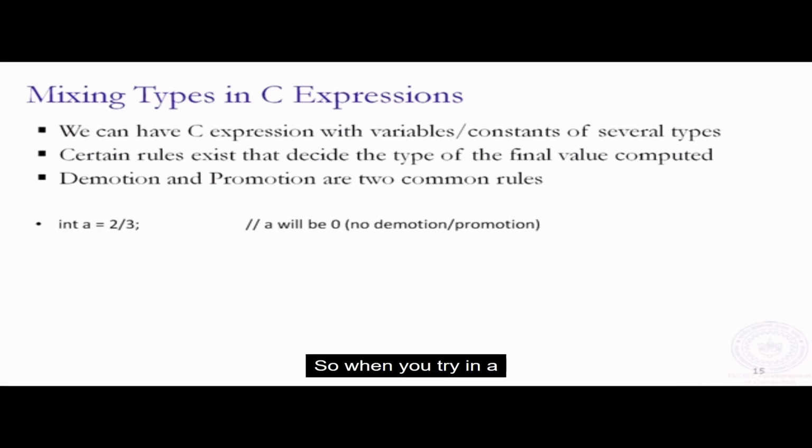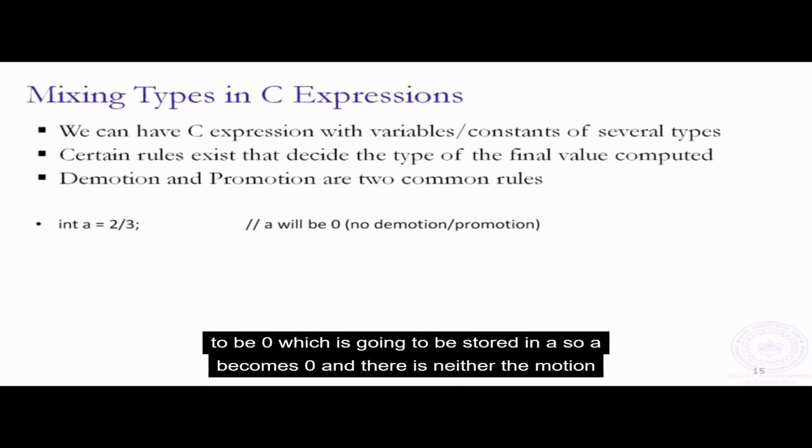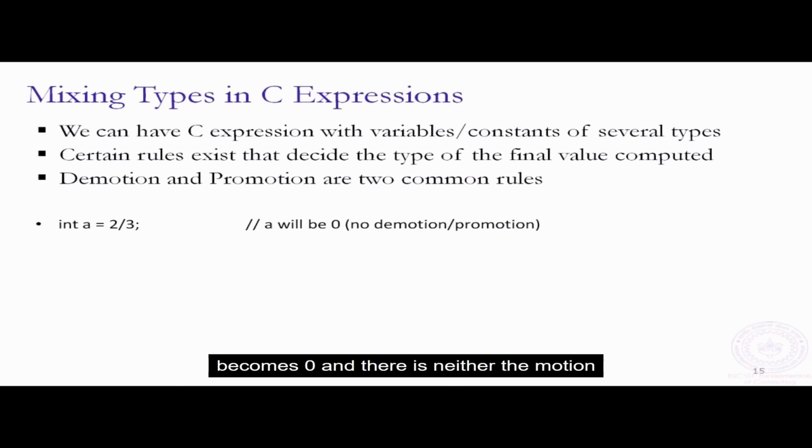When you try int a = 2/3, the right-hand side of this expression is going to be evaluated. Since you have 2, which is an integer, being divided by 3, which is an integer, the value of this is going to be 0, which is stored in a. So a becomes 0, and there's neither demotion nor promotion because the RHS value was an int and it was stored in an int box.